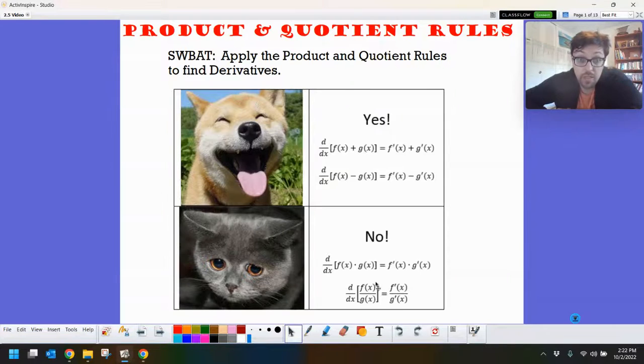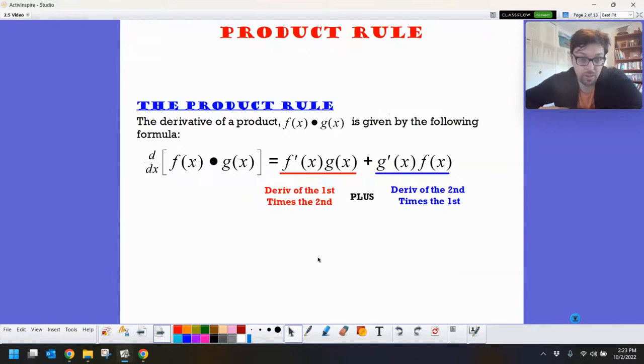Hello, in this video, we're going to be talking about the product and quotient rule. If you are adding inside of a derivative, you can just derive those two sums or differences. However, with products and divisions, these do not work. It is not quite like that. We'll start with the product rule.